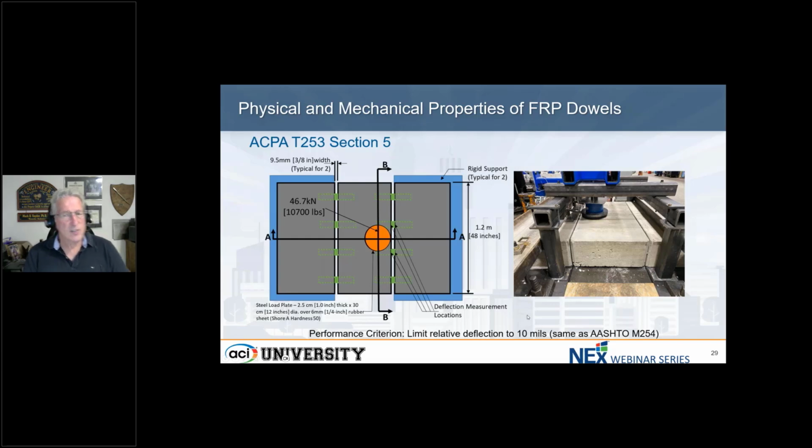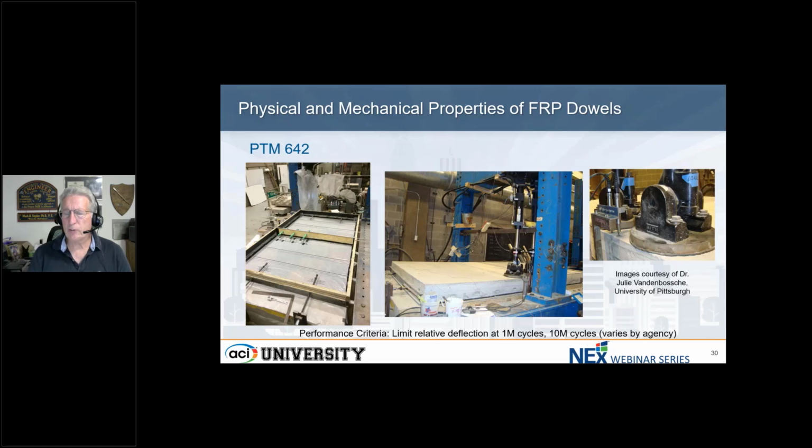These are static load tests, and they tell you what the dowel is going to behave like when it's first installed. But if we want to know what it's going to behave like in the long term, we want to have a dynamic test, and we want to load it many, many times. So Pennsylvania has developed, or adopted, I should say, a Pennsylvania test method number 642, which uses large-scale specimens.